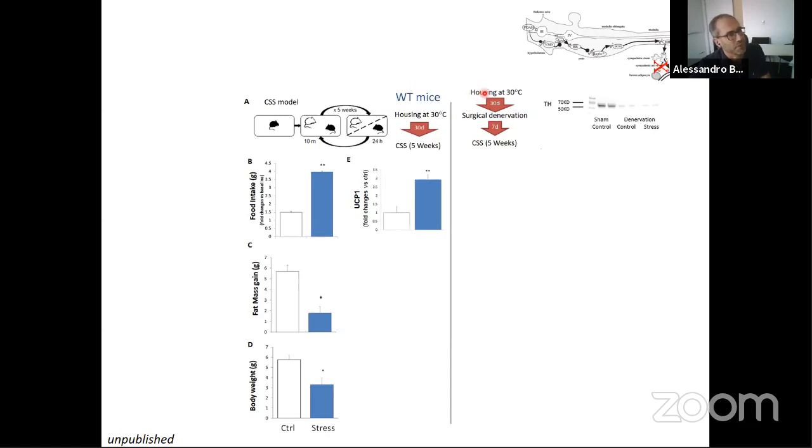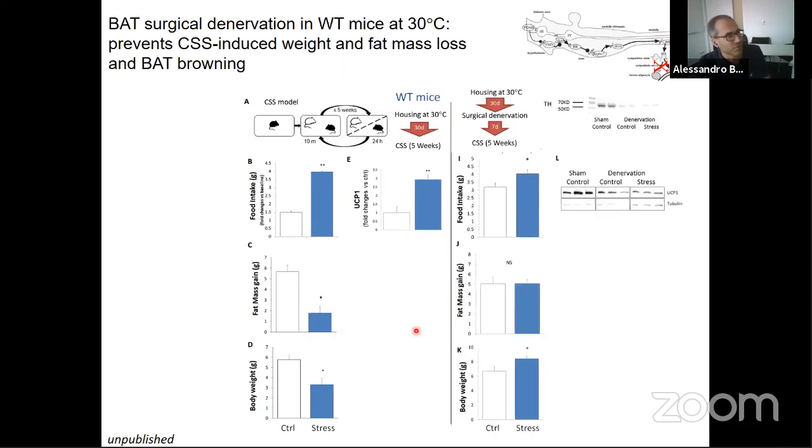What we did was a pretty heroic experiment. Mice were acclimatized at thermal neutrality, surgical denervation, 5 weeks of chronic psychosocial stress, TH essentially gone in the brown adipose tissue. And the question is, will this animal without nerves connecting the brain to the brown adipose tissue be able to recruit and have the beneficial effect of stress at thermal neutrality, which is summarized here? And the answer, of course, is no.